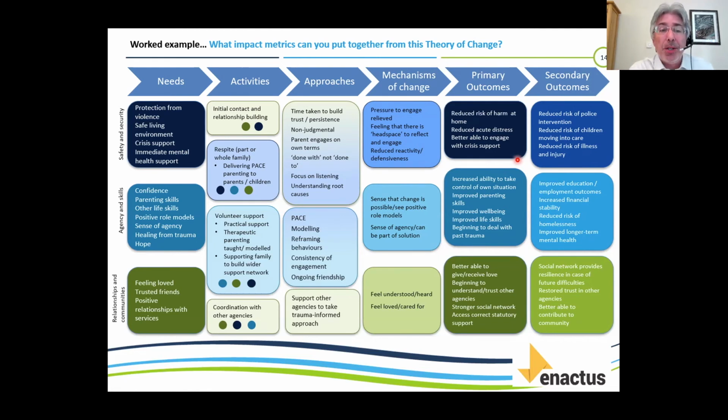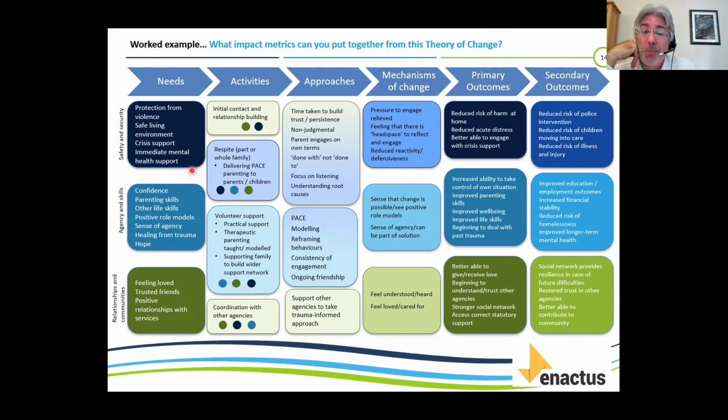Then on the activities, these dots are simply a way of explaining which of the needs areas are helped by that activity. So the volunteer support, that's the third blob down as an example, helps primarily with the medium blue blob: confidence, parenting skills, positive role models, healing from trauma, hope. It also helps with the green one, having trusted friends and feeling more positive. It also helps with the dark blue one, broadly in that order. So that's what that means.